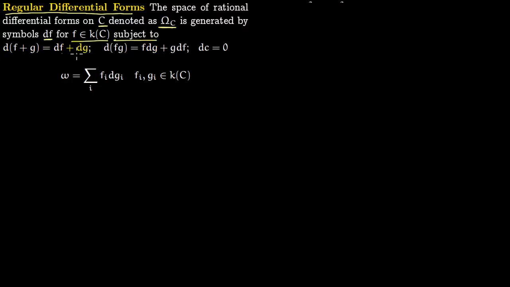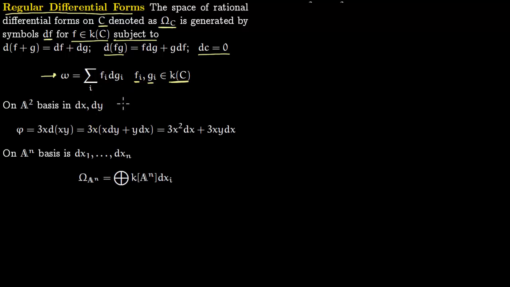d of f plus g is df plus dg. Then you have the product rule, d of fg is f dg plus g df, and the differential of a constant is 0. So this differential form is written in this form: omega is the summation of fi dgi, where fi and gi lie in the function field of the curve. So let us give some examples to make this more clear.